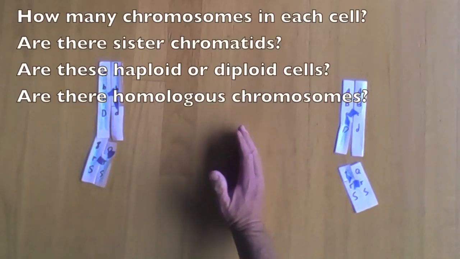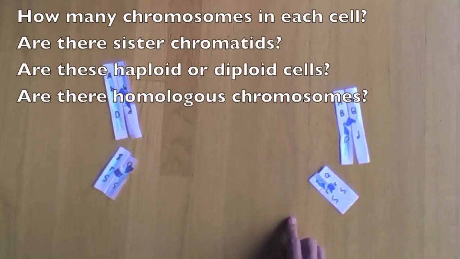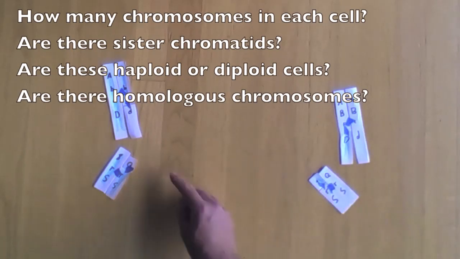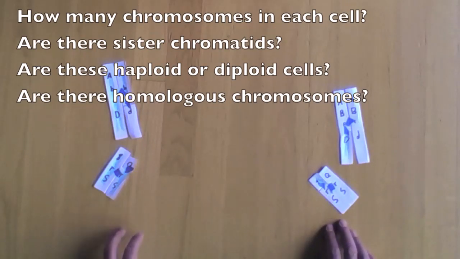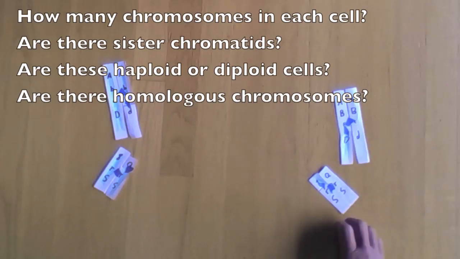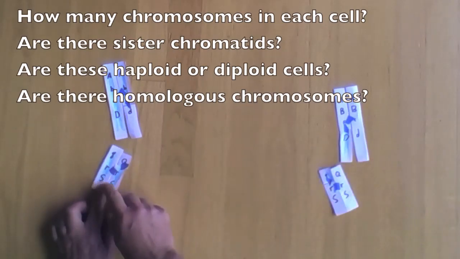Note that following cell division, each of the two new cells only has two chromosomes each. Each chromosome is still made up of two sister chromatids. These are now haploid cells. There's just one set of chromosomes in each cell, one long, one short, one long, one short. Notice that now we have no homologous chromosomes. We separate the homologs during anaphase 1. But note, the sister chromatids are not identical. Due to crossing over, we have new combinations of genes.